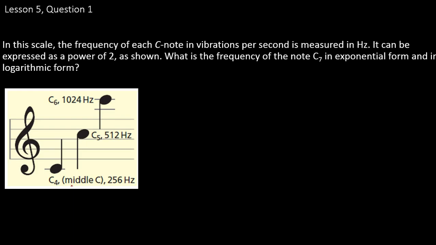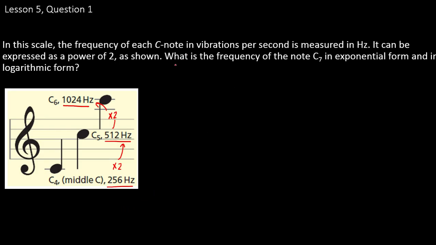So we're shown middle C, and we're told that it vibrates at 256 hertz. C5 is 512 hertz, and C6 is 1024 hertz. And we're told that to go from one to the next, these are being doubled. So for example, 256 times 2 gives us 512. 512 times 2 gives us 1024.